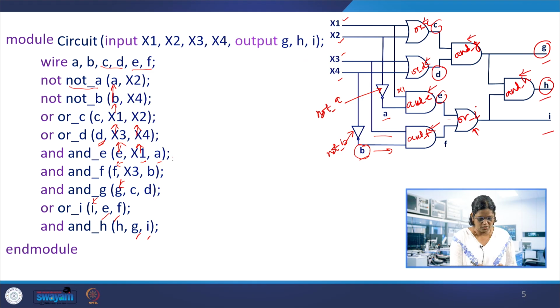So the instantiations continue. Nine gates are instantiated. The order in which the gates are instantiated doesn't matter. You can put this AND gate first and this NOT gate at the last also, because these are concurrent statements.